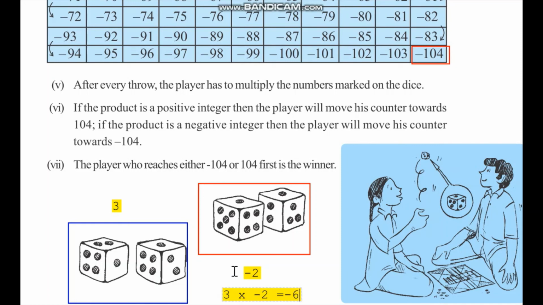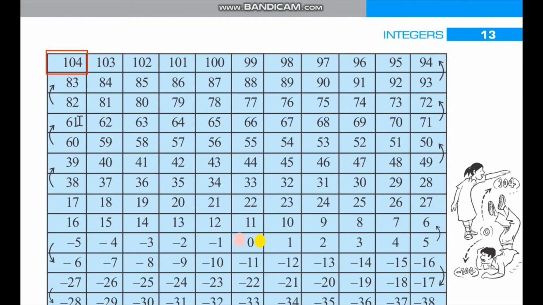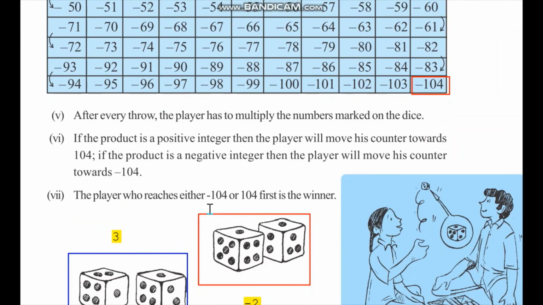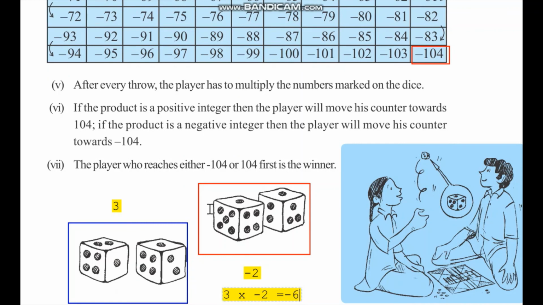Then wherever your pawn is, if it is negative, you have to move towards minus 104. If it is positive, you have to move towards plus 104. Whoever reaches the end, that is either 104 or minus 104, is the winner of the game. By doing this, you will learn about the multiplication of positive and negative integers.